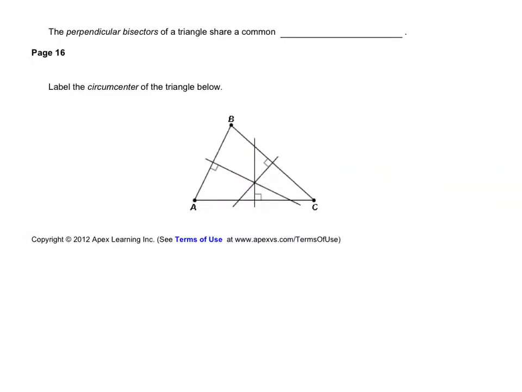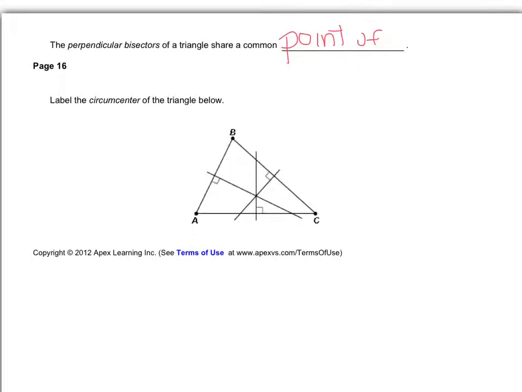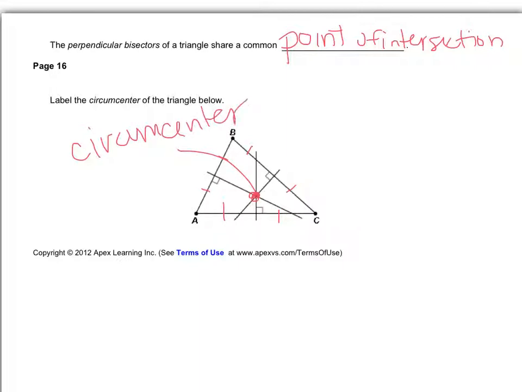Last thing is perpendicular bisectors. Perpendicular bisectors share a common point of intersection as well. And what perpendicular bisectors do is they're perpendicular and they bisect the other side. So they split this side in half, and they split this side in half, and they split this side in half. Where they meet is called the circumcenter. So when you're talking about circumcenters, you're talking about perpendicular bisectors.